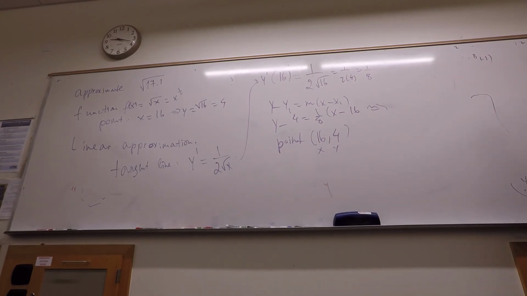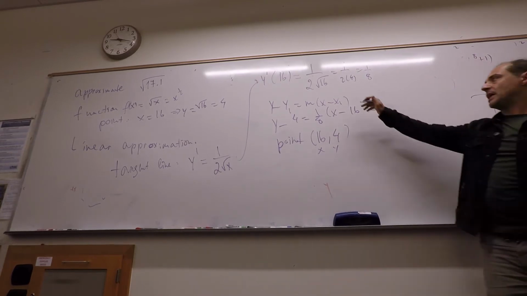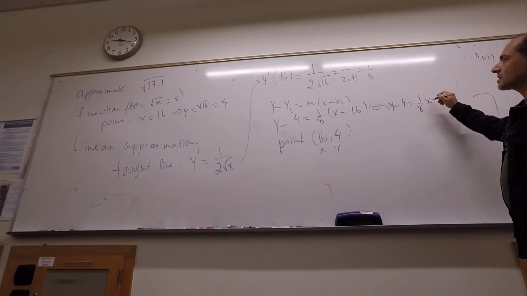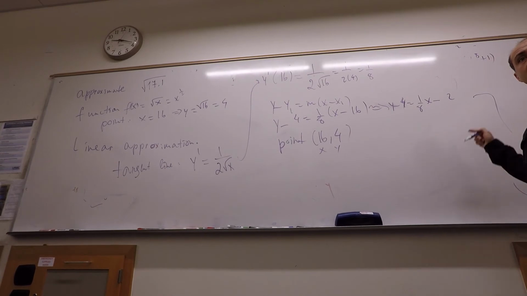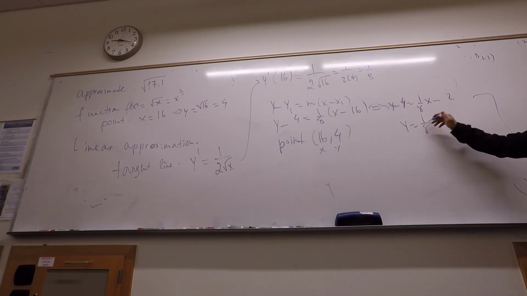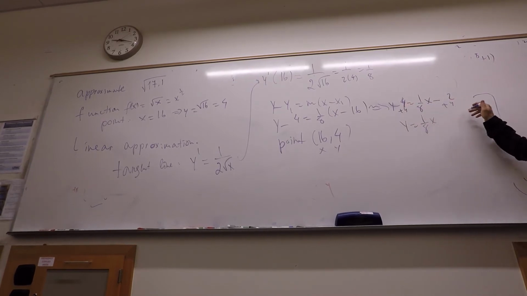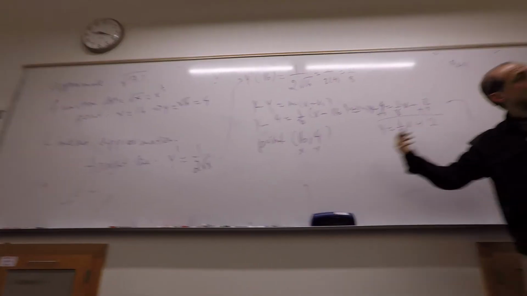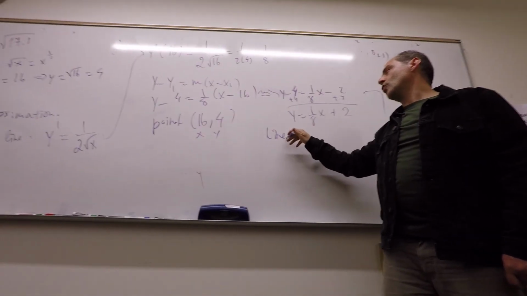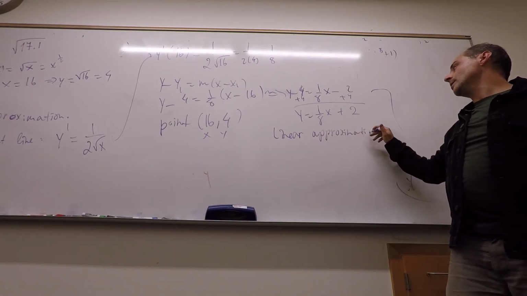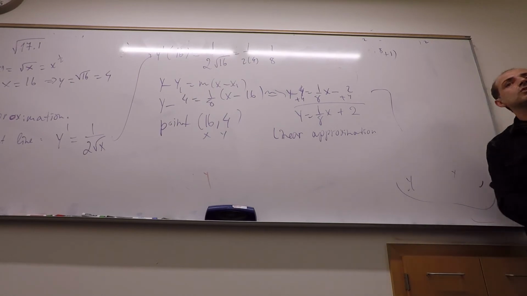You solve this equation of the tangent line. I can distribute the 1/8, right? That's 1/8 x minus 2. And then I add the 4, so my equation of the tangent line will be 1/8 x plus 2. This tangent line is also called the linear approximation. Now you can remember this as a formula, or you can just find the equation of the tangent line.